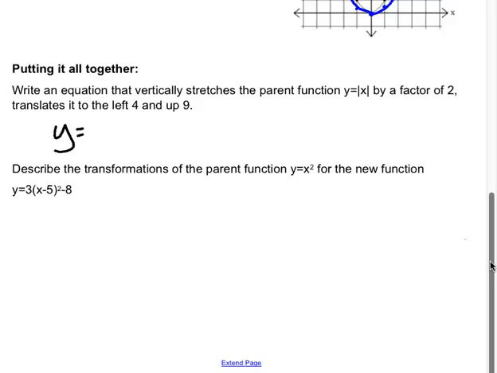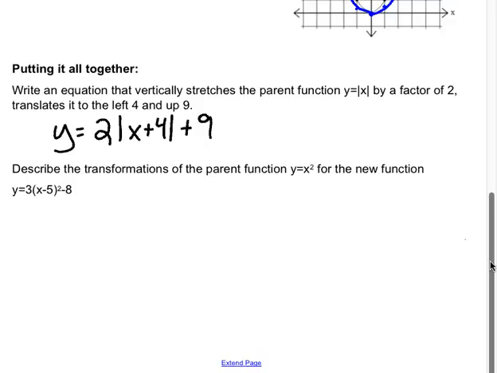That vertical stretch of 2. Okay, the vertical stretch of 2 is multiplying my function, multiplying my absolute value. Translating a 4 to the left. Okay, left and right happens within the function and is always the opposite of what you'd expect. Left is actually positive, and then the up 9 happens outside, okay? That's being added at the end. So you should be able to look at this and write that equation for me.